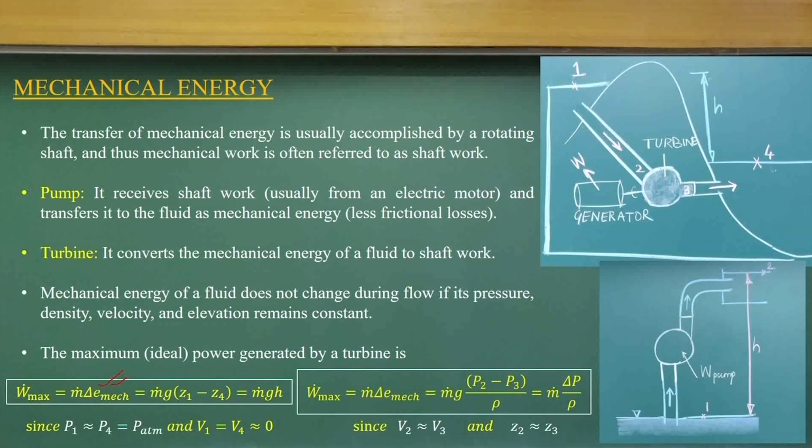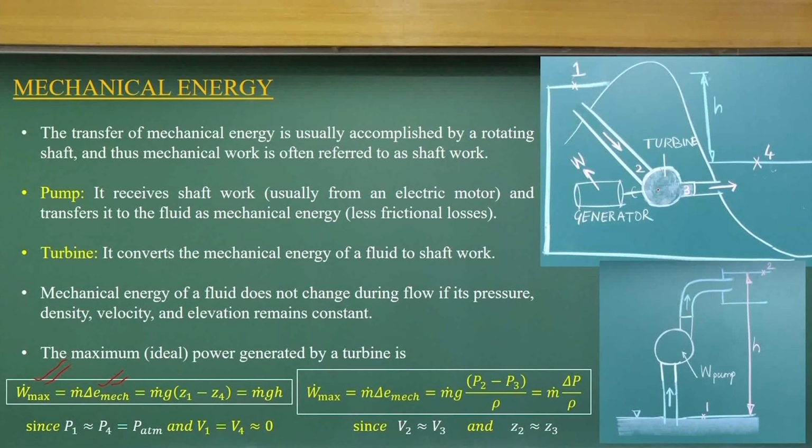So, basically we are looking for the power part, which will be the energy per unit mass. So, we multiply with the mass rate to find out what the power will be. For example, if I take the same problem, I need to know what is the maximum ideal power generated by this turbine.